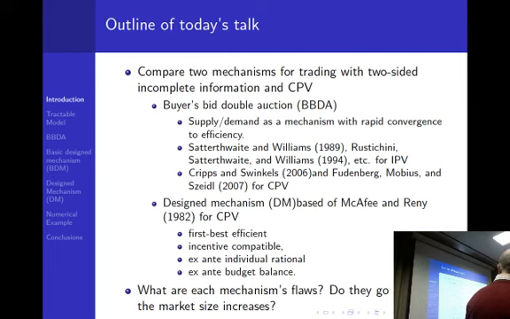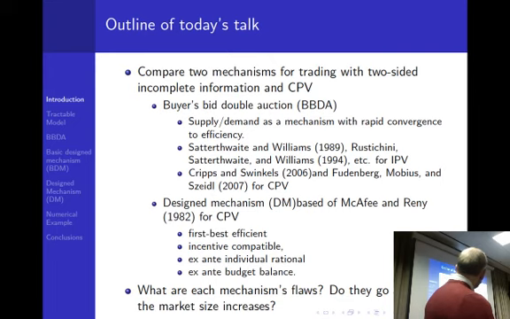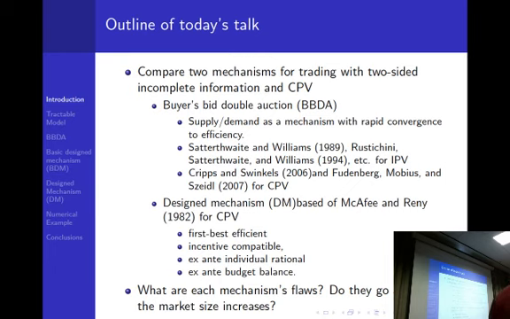I want to compare two mechanisms for trading with two-sided incomplete information. In other words, some Myerson and Satterthwaite setup, but not independent values, but correlated private values. And so the first one is the buyer's bid double auction. This is like an English auction or a Dutch auction. It's an obvious common mechanism, which is basically supply and demand.